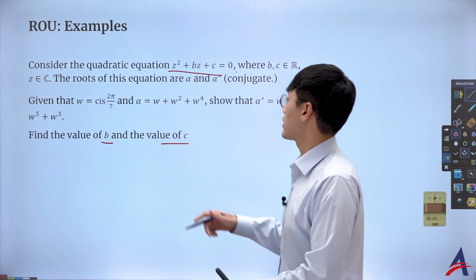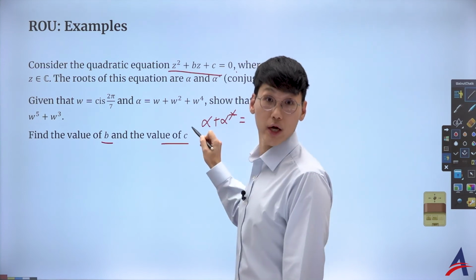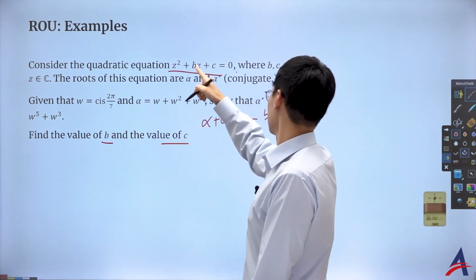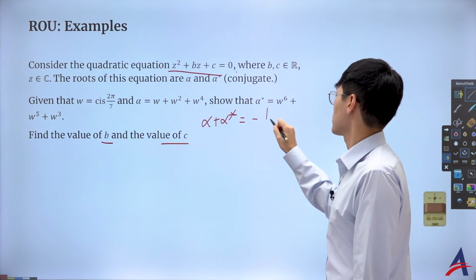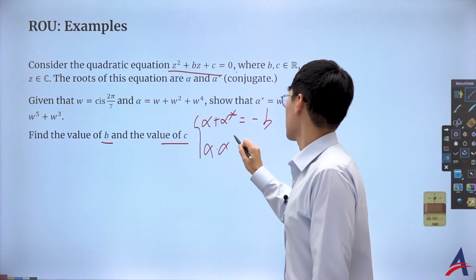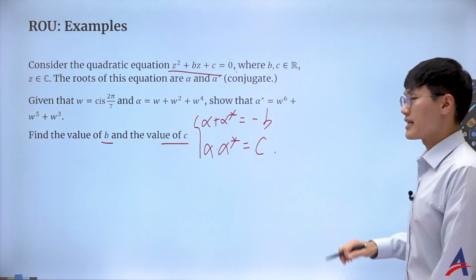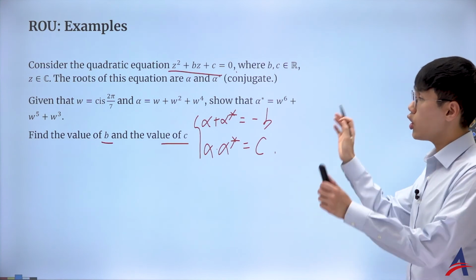So I do know that alpha plus alpha conjugate, which is the sum of the roots of a quadratic equation, is going to be negative b over the leading coefficient 1. So I'm going to let this be just negative b. That's it. And then the product is going to be who? Alpha times alpha conjugate is going to be c.